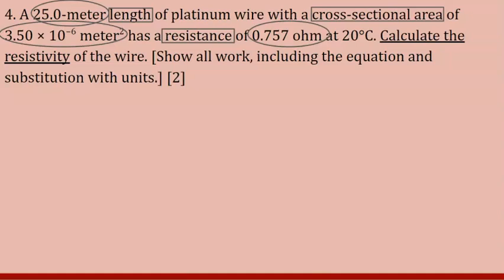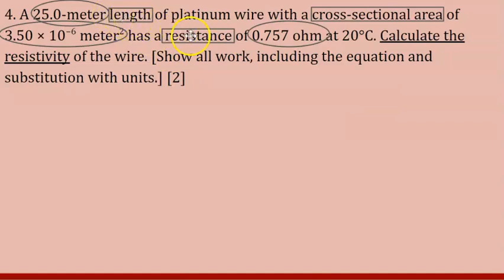I started by annotating using cubes. I circled all of my numbers and units. I skipped over that 20 degrees Celsius. We don't actually ever use temperature, so we don't have a variable for that. So that's why I skipped it, but you could have circled that as well.